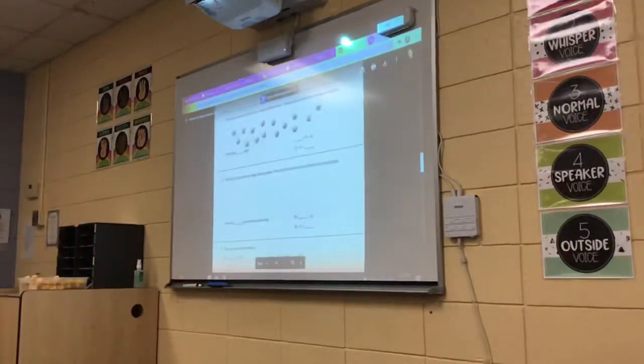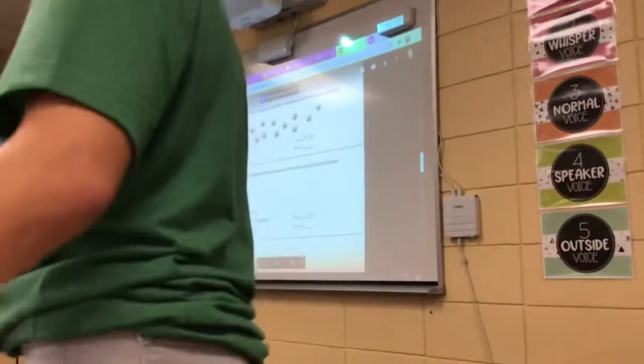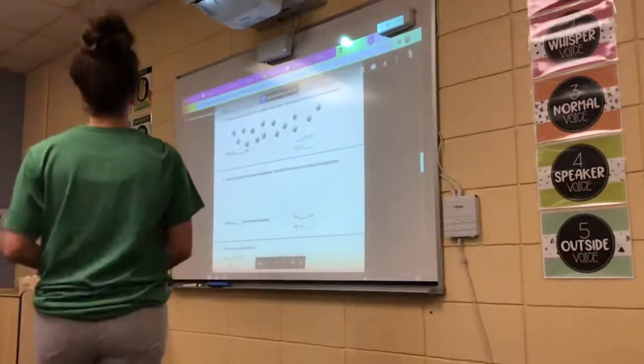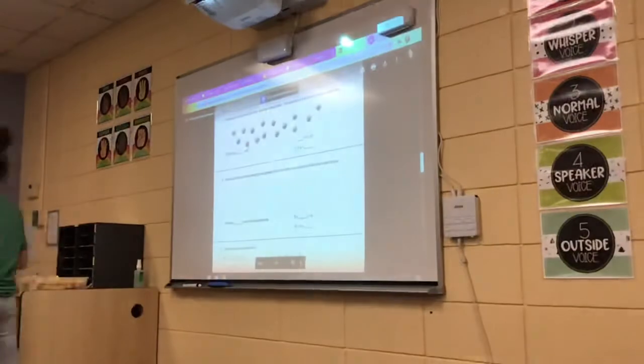Lesson 6, which page? Lesson 6, problem set. Is everybody on the right page? Okay, you should have tennis balls at the top like this. Everybody have tennis balls at the top? Okay.